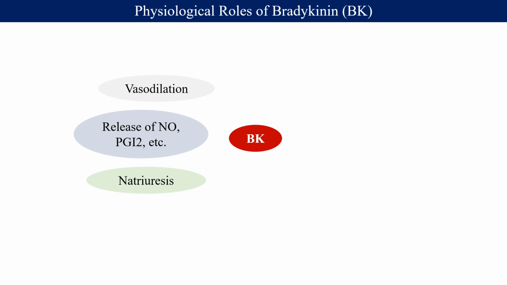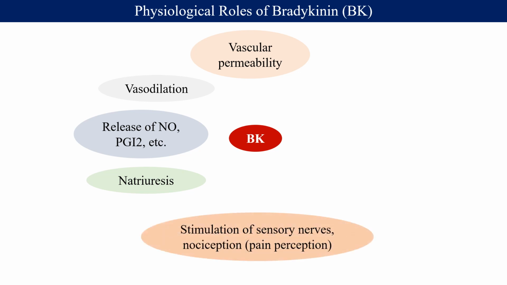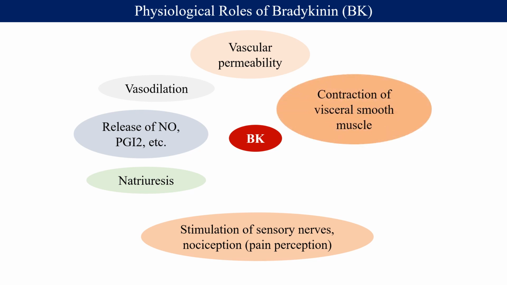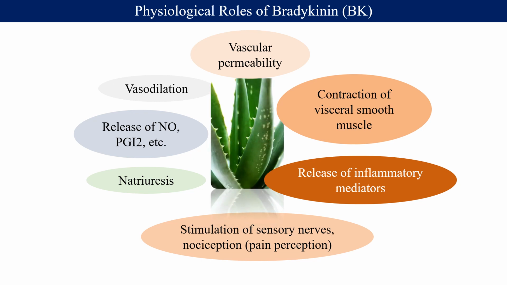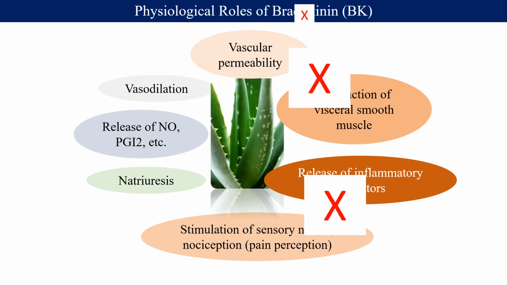With tissue injury, bradykinin mediates enhanced vascular permeability, which causes tissue swelling, stimulation of sensory nerves and nociception, or perception of pain, contraction of visceral smooth muscle, and release of inflammatory mediators. Fun fact: aloe vera contains an enzyme that breaks down bradykinin. This is thought to be the mechanism whereby aloe vera eases pain and inflammation associated with tissue injury.